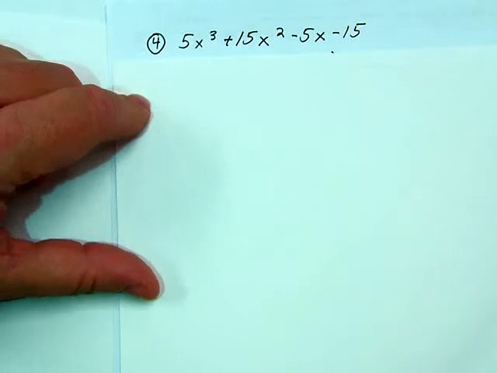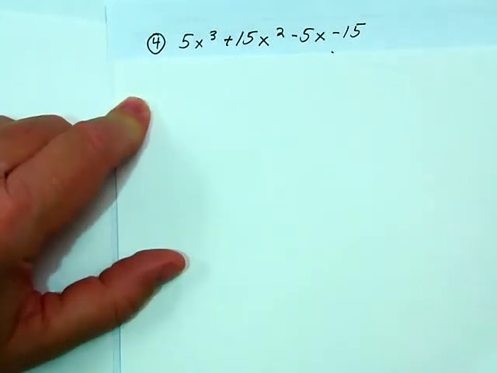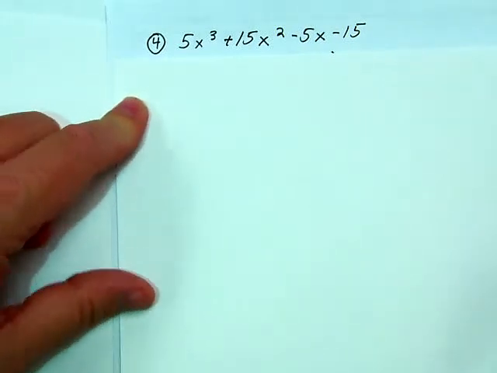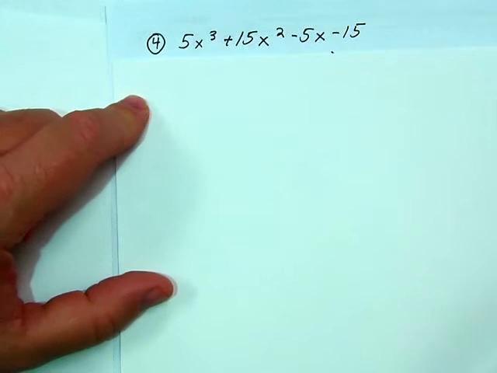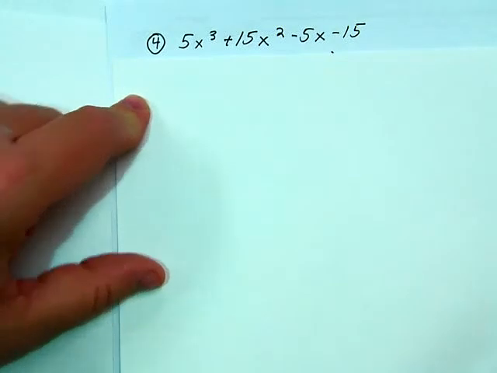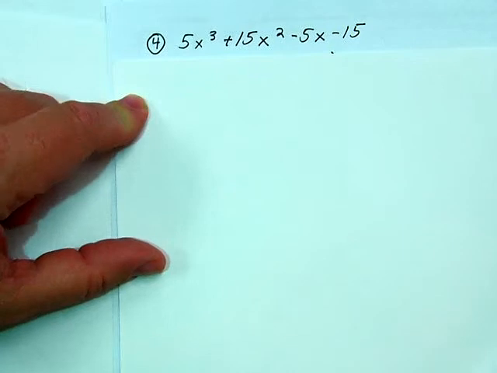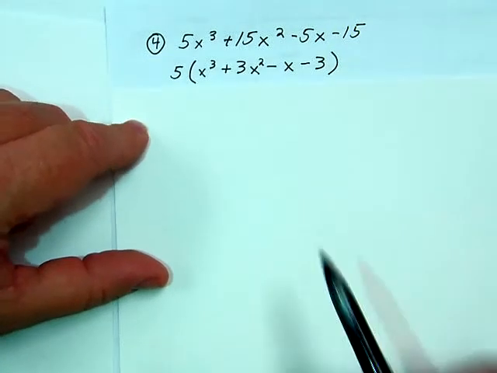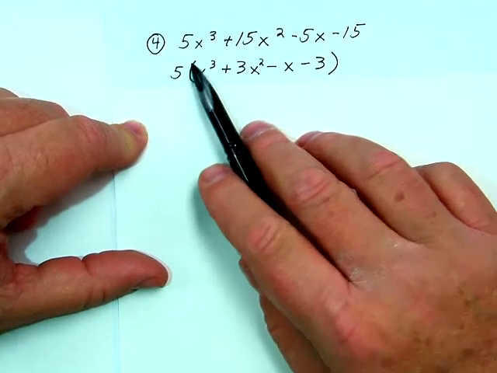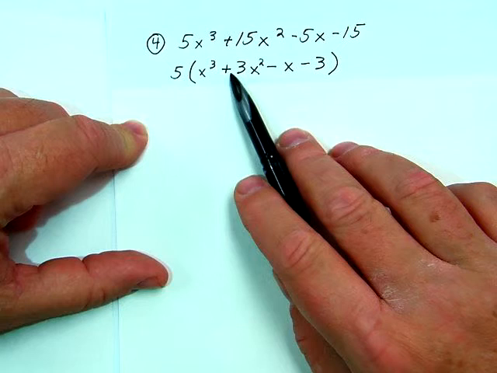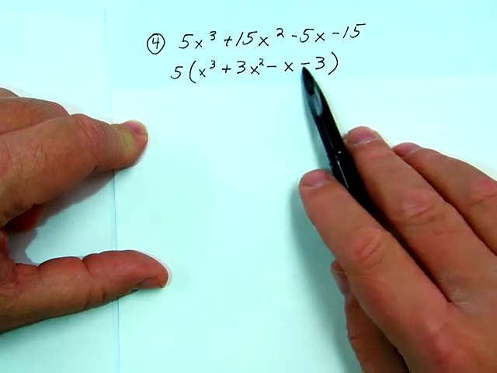So when I look at this one, I don't see anything that's a difference of squares. First of all, there's not 2 terms, there's 4 terms. So I'm going to start thinking about some other methods to use. Well, the first thing I notice is I could pull a 5 out of each one of those coefficients. So I'm going to go ahead and do that right off the bat, and I get 5 times the quantity x cubed plus 3x squared minus x minus 3.